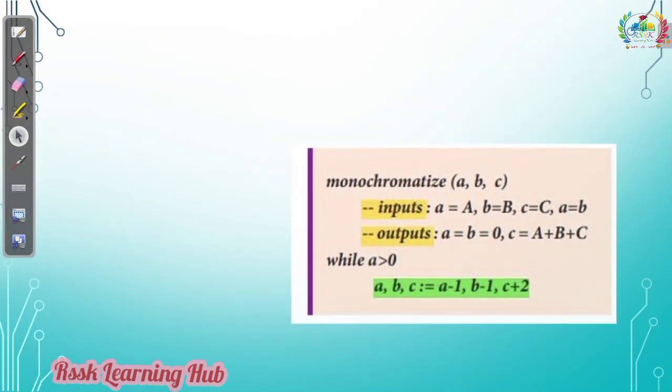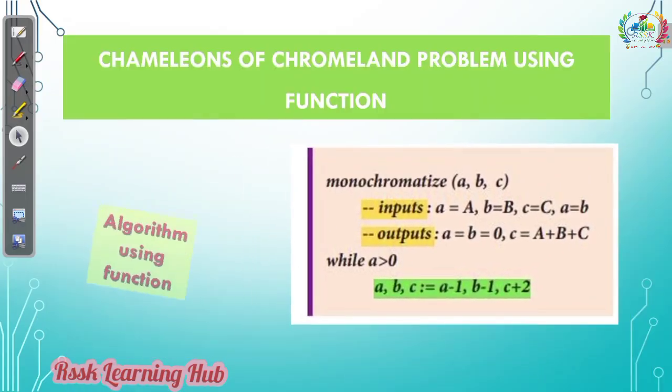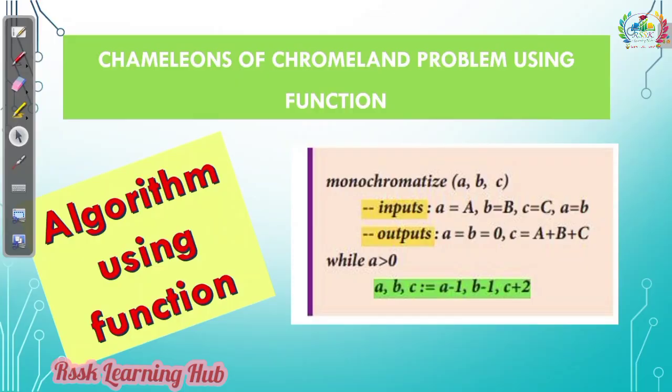Now we will see how to write an algorithm for this, using a function. Now listen carefully. What is your function name here? Monochromatize. A, B and C are variables. These three are variables. Now what is your input condition? A equal to capital A, B equal to capital B and C equal to capital C. The main part is that A and B are equal in number.